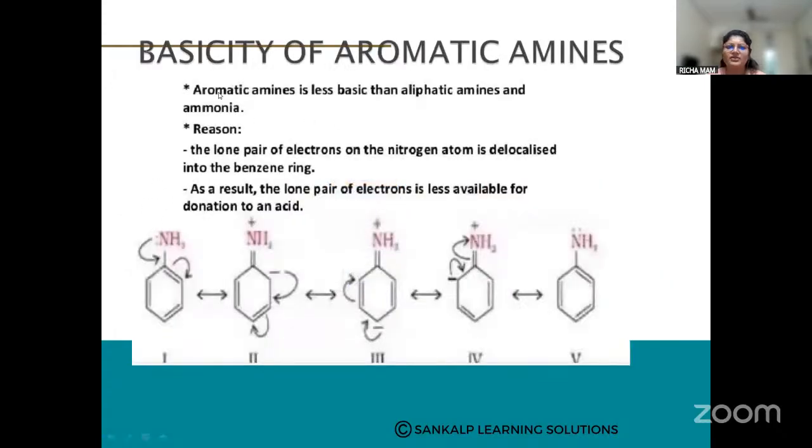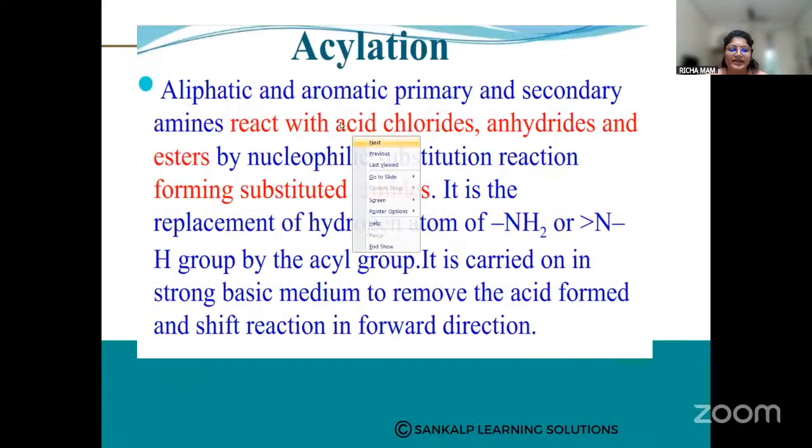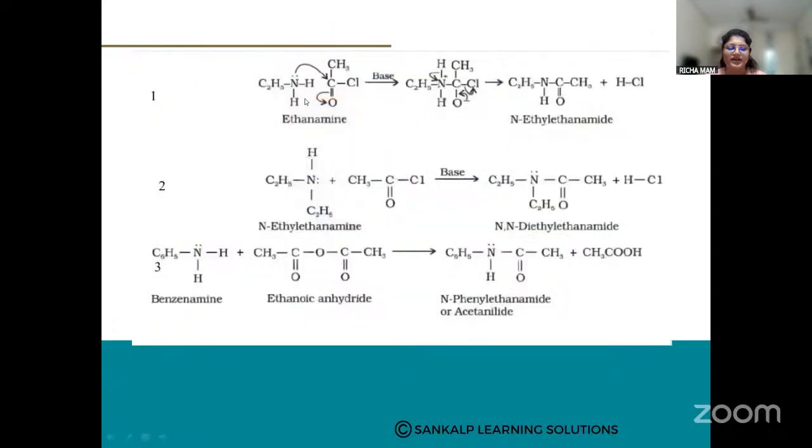Okay, then we have seen the acylation, right? So we have discussed the acylation and alkylation. These are the chemical reactions we have discussed.